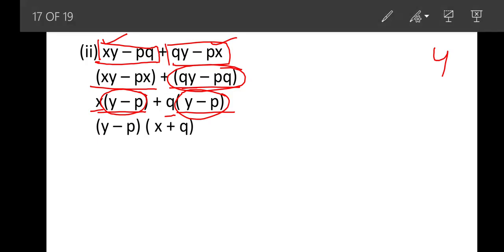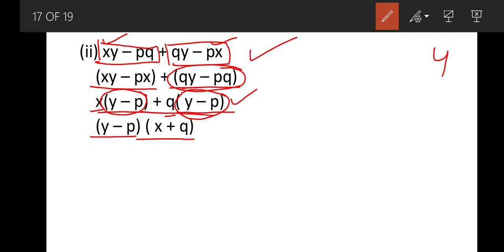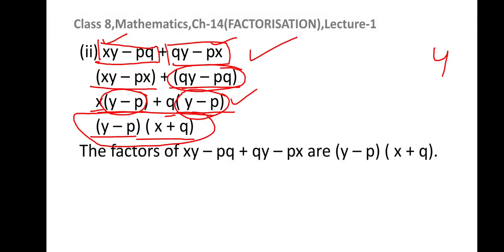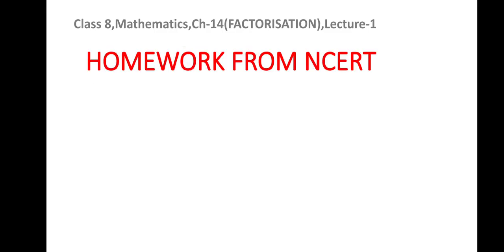So what will be the answer? y minus p, that is written one time common, into x plus q. So the factors of xy minus pq plus qy minus px are these 2, that is y minus p into x plus q. So the factors of xy minus pq plus qy minus px are y minus p and x plus q. So these 2 are the factors.